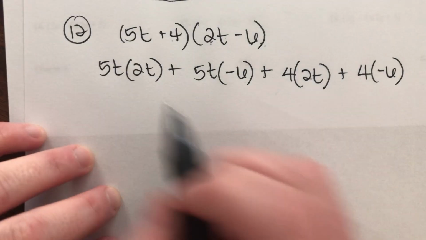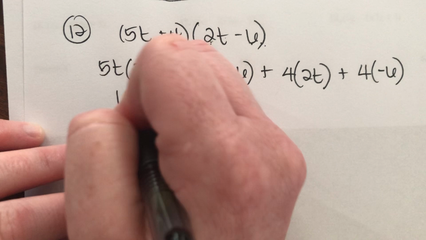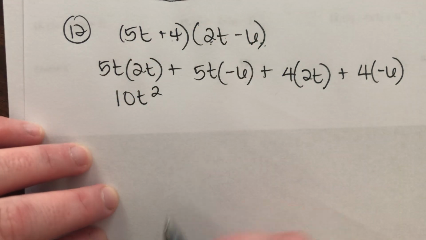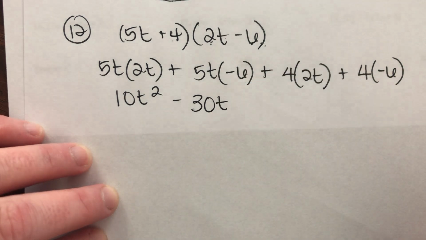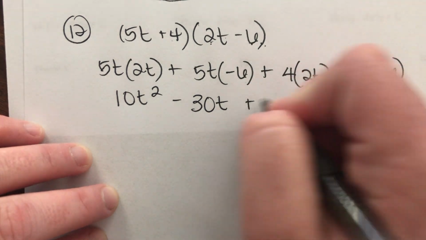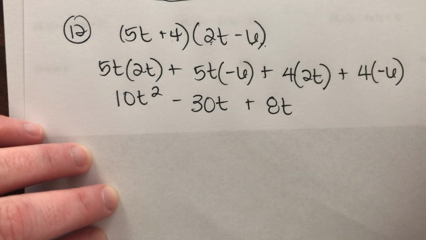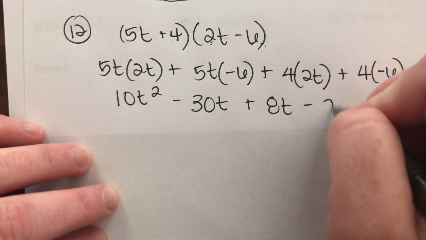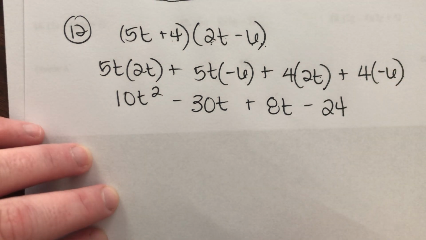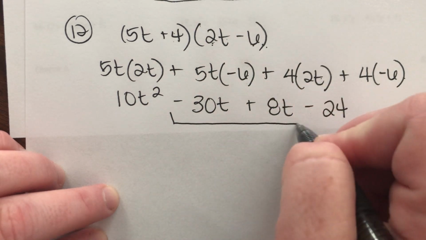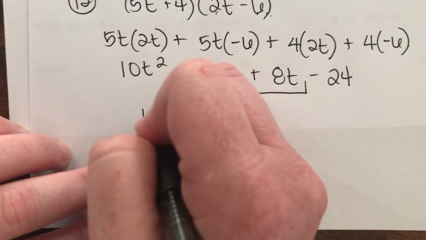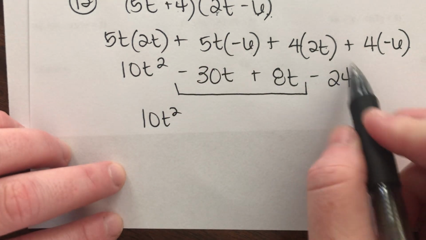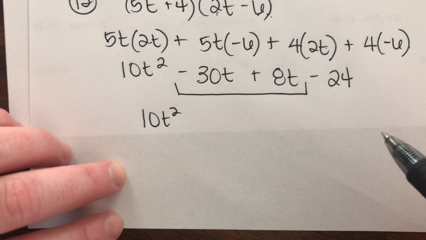Okay, now I can simplify. 5t times 2t is 10t squared. 5t times negative 6 is negative 30t. 4 times 2t is positive 8t. And 4 times negative 6 is negative 24. Then I can combine my like terms here in the middle. I don't have another t squared term, so it just stays 10t squared. I don't have another plain number, so it just stays negative 24.